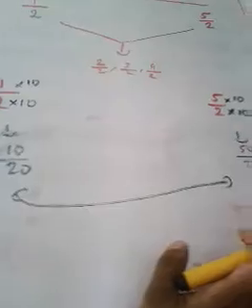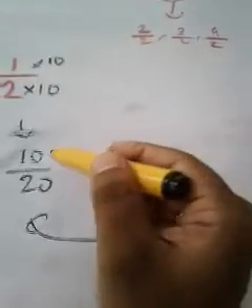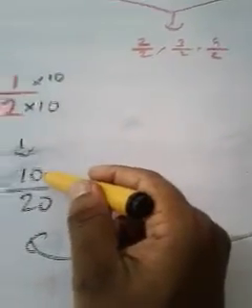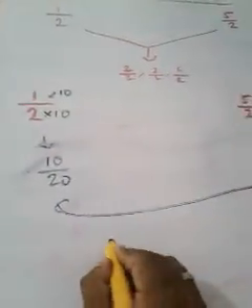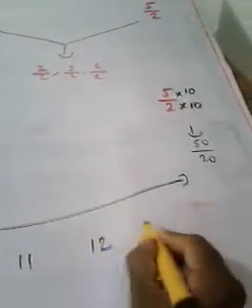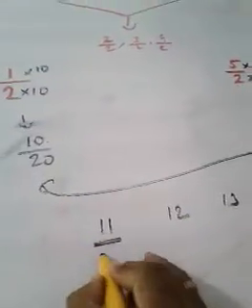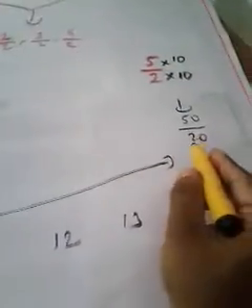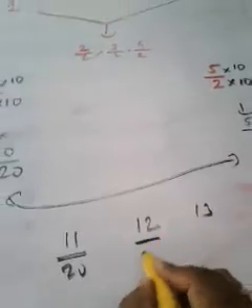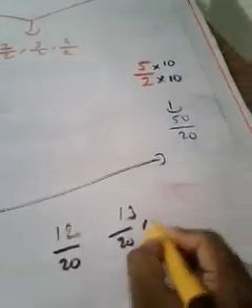Since both denominators are same, no problem. Now we just see which are the numbers between 10 and 50. Many numbers are there. Which are the numbers? 11, 12, 13. That means you can write in this way, 11 by 20. Since the denominator is 20, you have to write 11 by 20, 12 by 20, 13 by 20, 14 by 20, 15 by 20, etc.